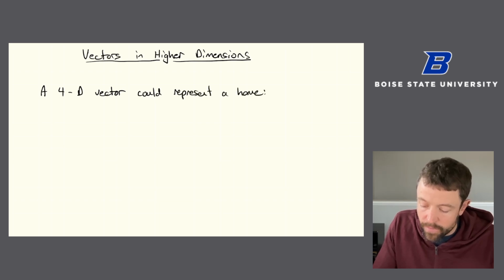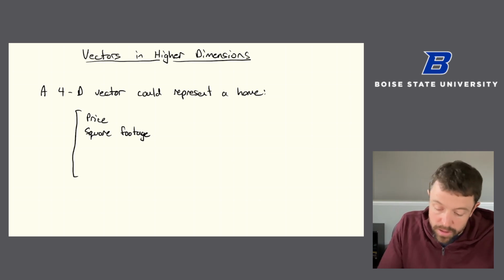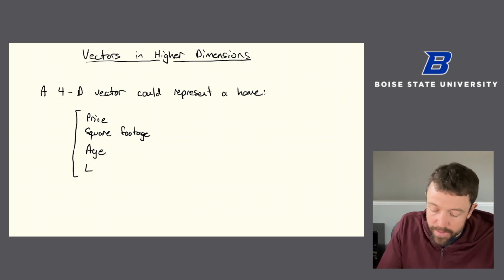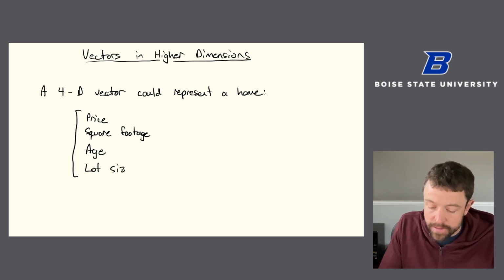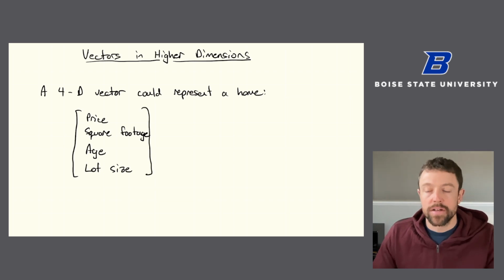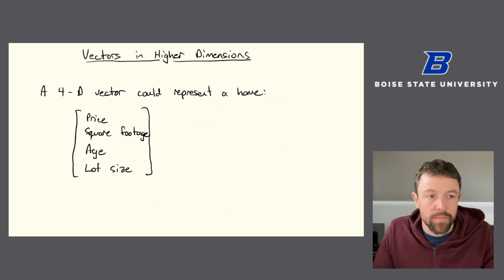So it could represent a home in the following way. A 4-dimensional vector could tell us the home's price, the home's square footage, but it could also tell us the home's age, right? How old it was, when it was built, and maybe the lot size. So it'd be reasonable to want to associate 4 values with a home if we were trying to understand how they were related to each other. So a 4D vector could represent a home.